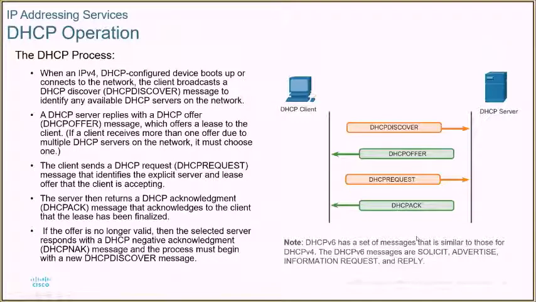Now, DHCPv6 has a set of messages that is very similar to those, but we don't use those. We use solicit and advertise, information request and reply. So basically the same process: DHCP solicit, DHCP advertise, and then information request, and then a reply.